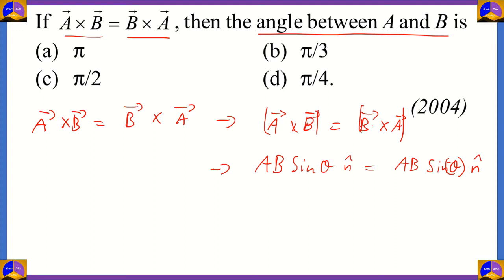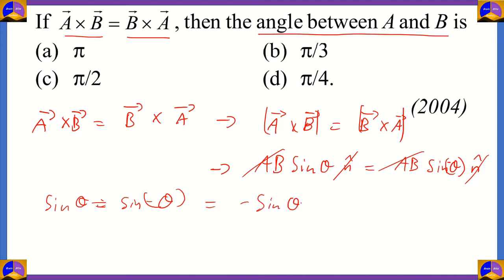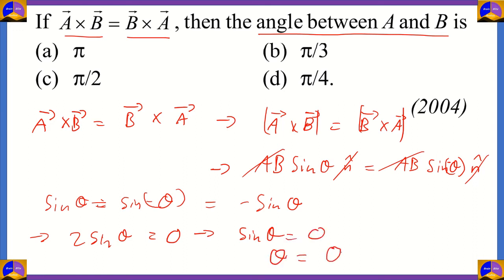So since A cross B is usually minus of B cross A, the value of theta will be negative in this case. So n cap gets cancelled, AB gets cancelled, so you basically have sine theta equal to sine of minus theta. Sine of minus theta can be written as minus of sine theta. So sine theta is equal to minus sine theta. Therefore 2 sine theta equals 0. That means sine theta equals 0, so you will get theta equals 0, pi, 2 pi, etc.